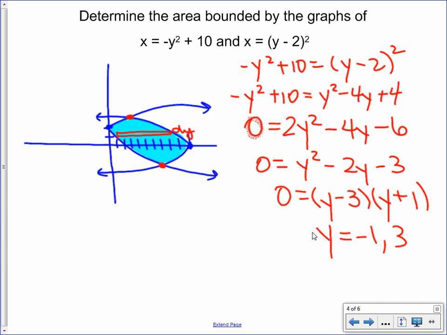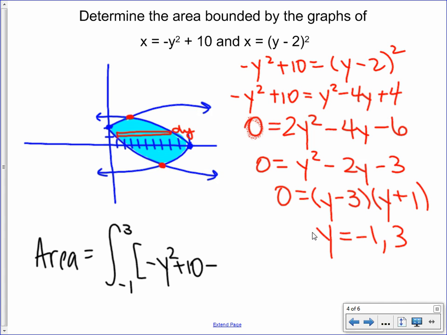So our integral for our area, integral from -1 to 3 of which function is on the right? -y squared plus 10 minus what function is on the left? The other one. dy. Now let's talk about if we had to do this by hand, you would have to FOIL out y minus 2 the quantity squared, apply that subtraction to it, combine like terms, and then go through the integration process. Ew.